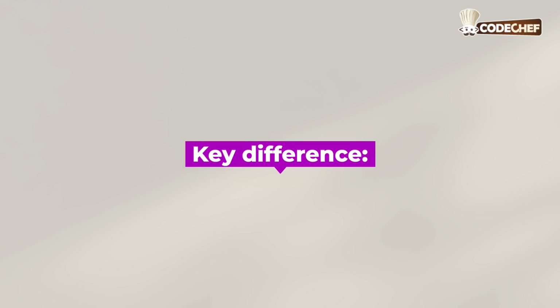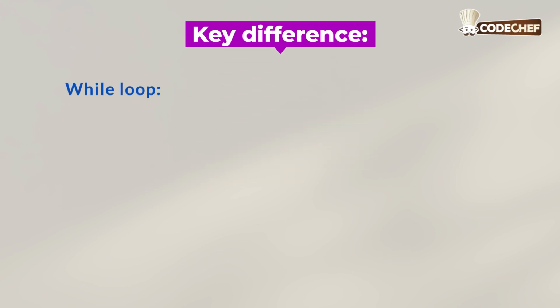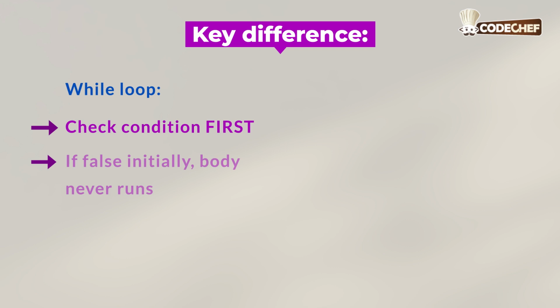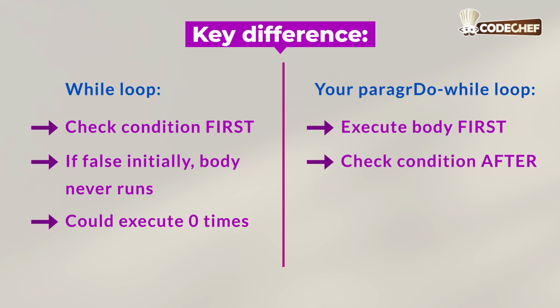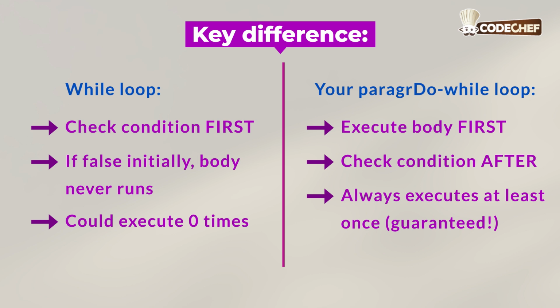The key difference is that the while loop checks the condition first. If false initially, the body never runs and it could execute 0 times. And the do while loop executes the body first. It checks the condition after and always executes at least once, which is guaranteed.